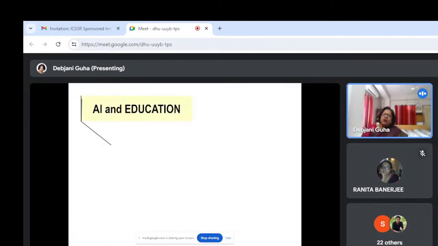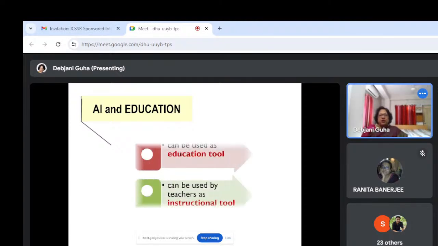So, what will be the role of artificial intelligence in education? But this is not the topic of discussion. I will go to AI-assisted constructivism. But one thing we know is that AI is growing rapidly in the education sector, and in spite of many challenges in implementing artificial intelligence in classroom situations, it plays a vital role both for the students and for the teachers. Basically, AI can be used as an education tool that guides students towards their goals, and AI can also be used by teachers as an instructional tool to teach and develop their lesson plans.